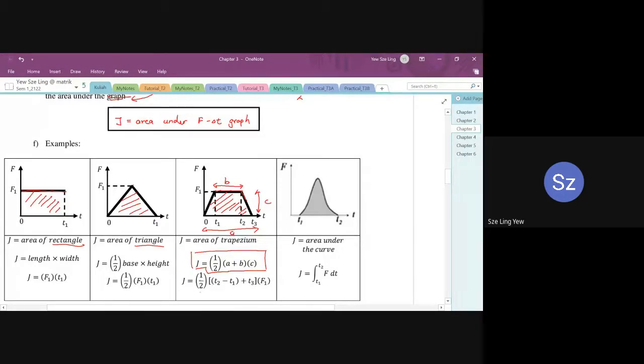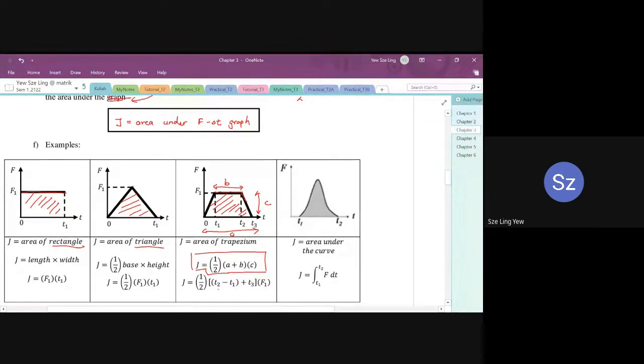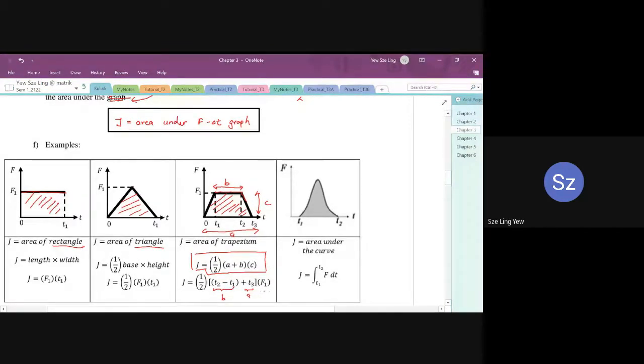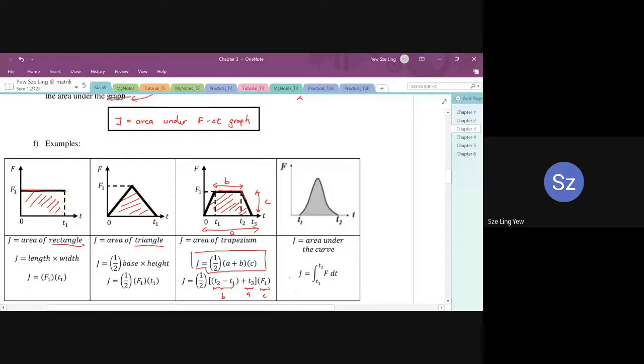Therefore, J is equal to 1 over 2 times (T2 minus T1 plus T3). So T2 minus T1 gives you B, this one is actually your B, and this one is your A, according to my diagram. Then times F1. So F1 is the height of the trapezium, which is your C. All right, so that is how you calculate the trapezium.